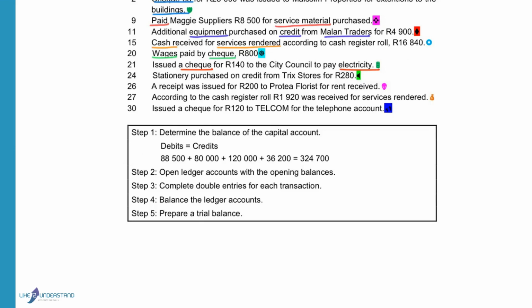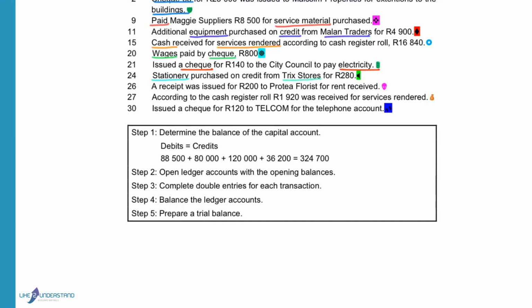Stationery was purchased on credit for 280. The one account will be stationery that we purchased. We bought it on credit, so we buy from a creditor. We didn't take money, so it will not go into the bank account.